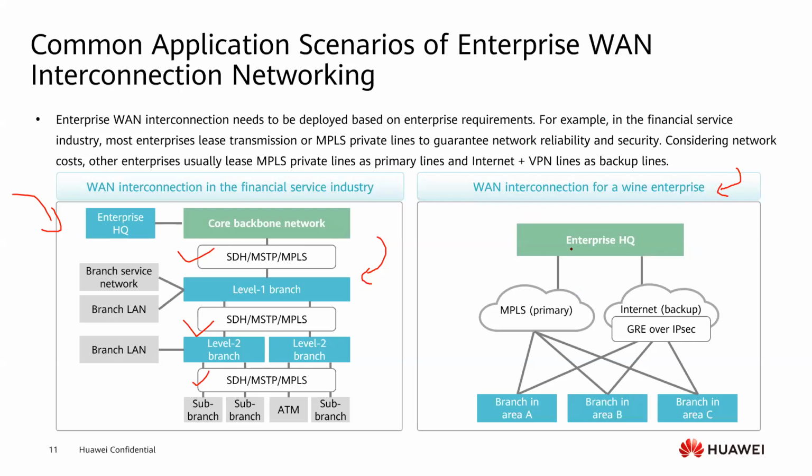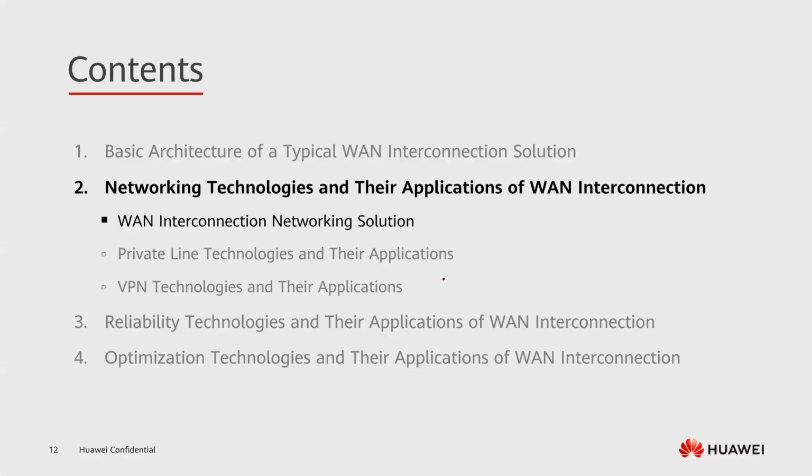So for them, they do not have that high requirement for the services, or maybe for security. So they will use MPLS as a private line, and they will use the internet plus VPN, which most of the time is GRE over IPsec. It's IPsec plus internet plus VPN, those kinds of modes to create the connection. Okay, a little bit of example.